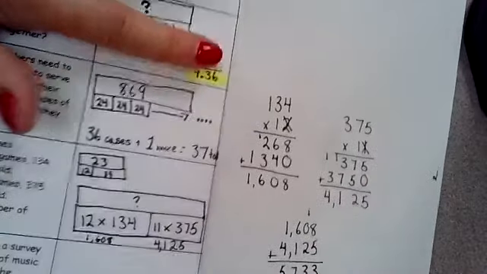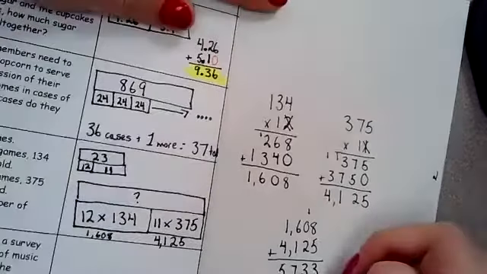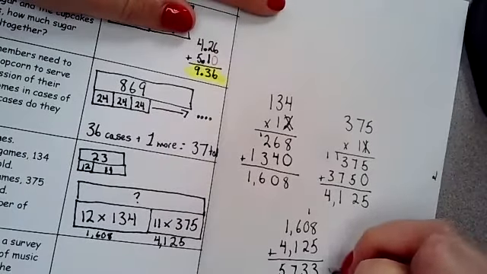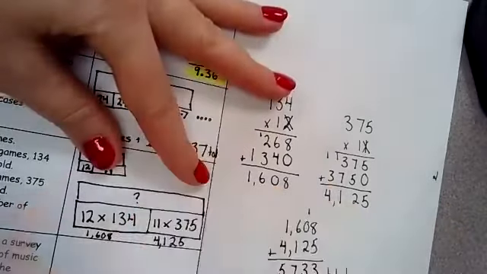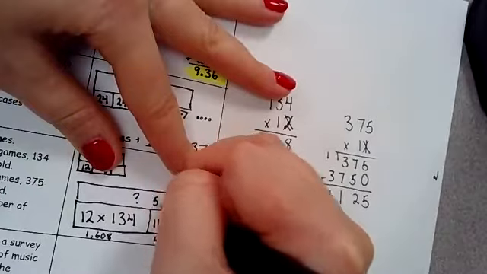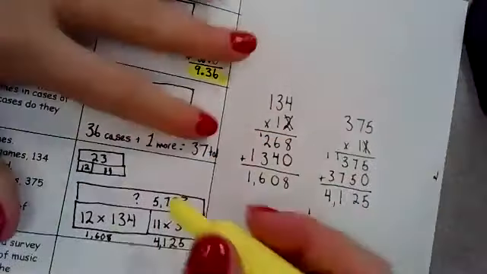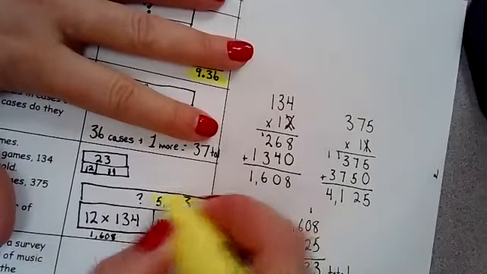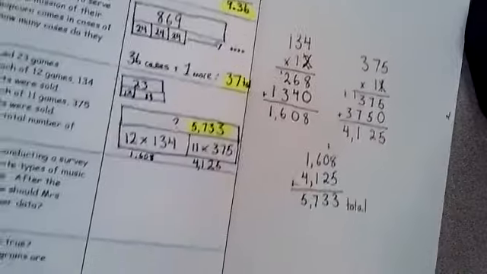So your answer should be, if I have done my math correctly, 5,733 total. So that means that I can put my answer right here, 5,733. And you guys know that Miss Ross loves to highlight an answer. All right. Next one.